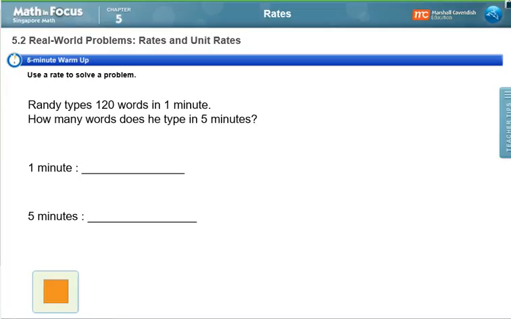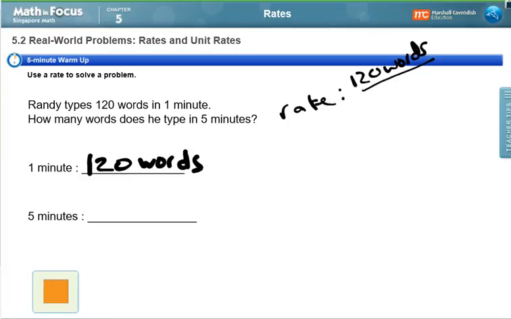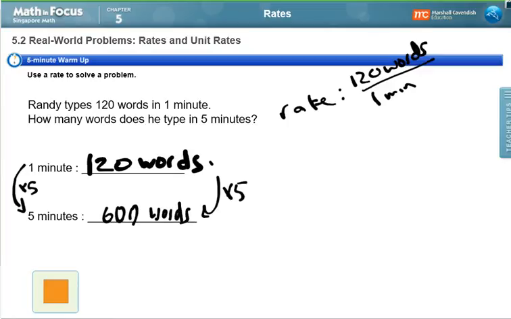So use a ratio. 1 minute, 120 words. The rate here would be 120 words per 1 minute, and that happens to be a unit rate. So how do we figure out how many words he types in 5 minutes? Well, we're finding an equivalent ratio. Multiply by 5, multiply by 5. He can type 600 words in 5 minutes.